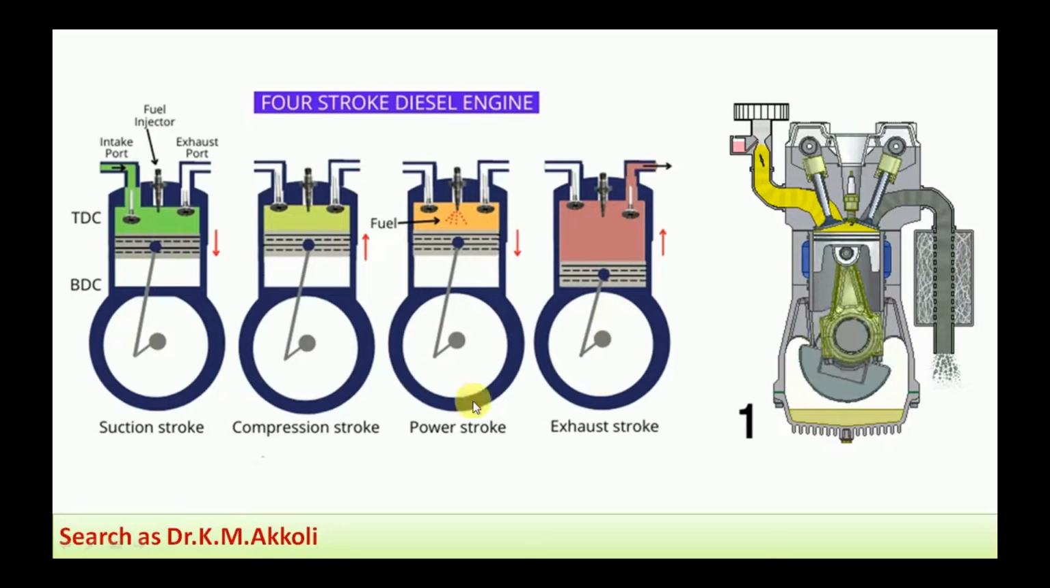These are the 4 strokes of the operation of the diesel engine. Here an animated diagram is there, and we can see how the operation is taking place. The numbers are given. The first number is the inlet stroke, where the air is entering, then the compression is taking place second, and at the end of the compression the fuel is injected, that is the third one.